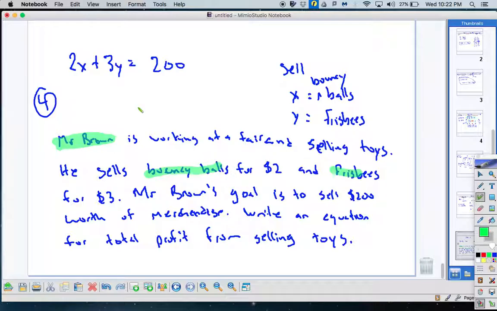So let's say here would be another example, and this is what I don't want you doing. Okay, so instead of Mr. Brown, it's going to be Mr. White is working at, and then you pick somewhere else. Let's not even make it a toy store. It's going to work at a bakery, and he sells brownies for $2 and muffins for $3. Mr. White's goal is to sell $200 worth of pastries. Write an equation for total profit for selling his pastries.